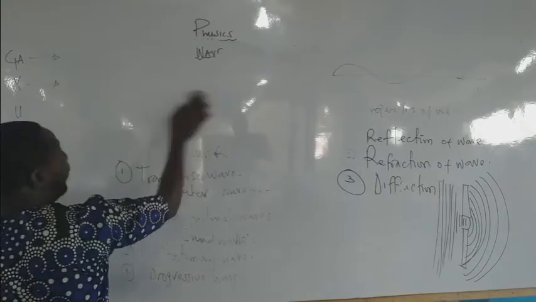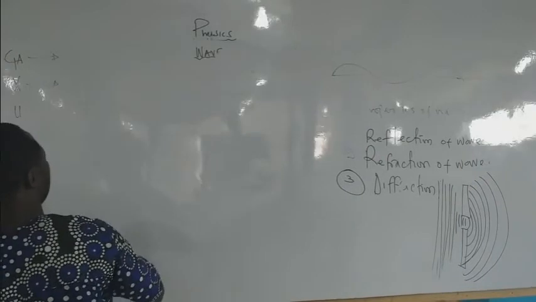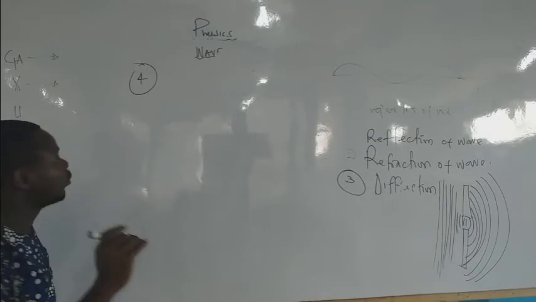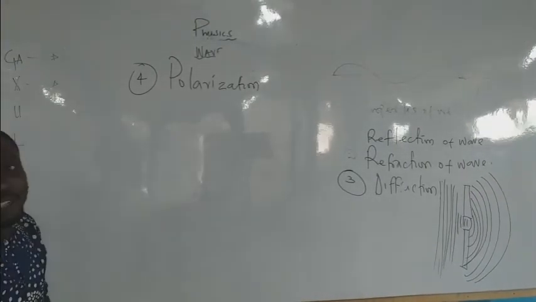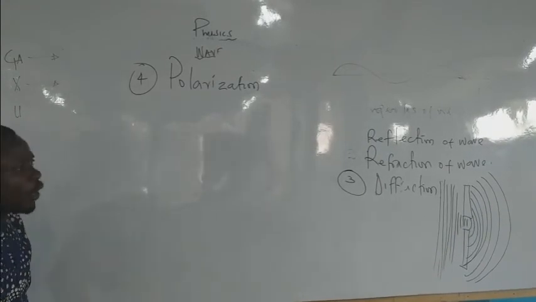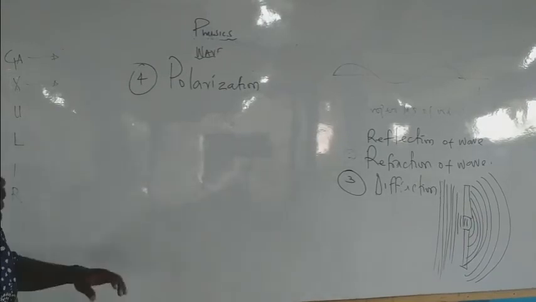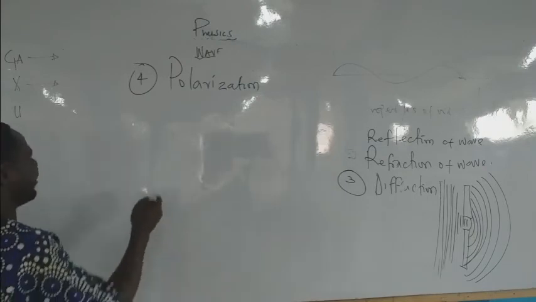Number 4. Polarization of wave. This is the confinement of transverse wave in one direction, which means it affects only transverse wave, not longitudinal wave. That's why we say it is confinement of transverse wave to allow a transverse wave to travel in a particular direction.